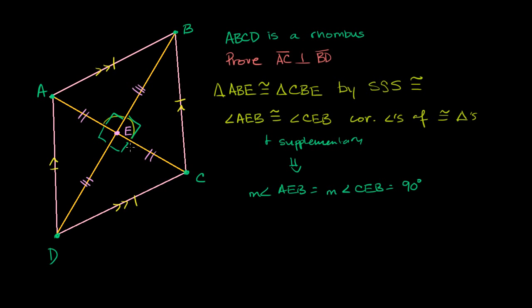So we've just proved, and this is interesting, that in a parallelogram, the diagonals bisect each other. For a rhombus, where all the sides are equal, we've shown that not only do they bisect each other, but they're perpendicular bisectors of each other.